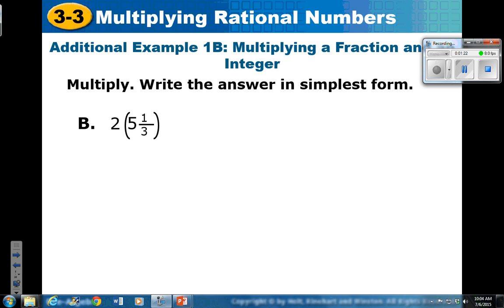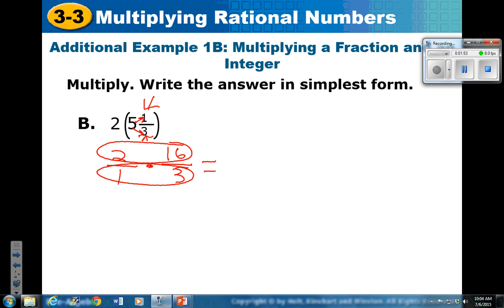Okay, same situation here pretty much. I'm going to put 2 over 1 times, oh, we've got this 5 1/3. In order to multiply fractions, we need to have an improper fraction rather than a mixed number. You do 5 times 3 is 15, plus the 1 is 16, over, keep your denominator, is 3. Then we multiply numerator times numerator and denominator times denominator. 2 times 16 is going to give us 32. 1 times 3 is going to give us 3.